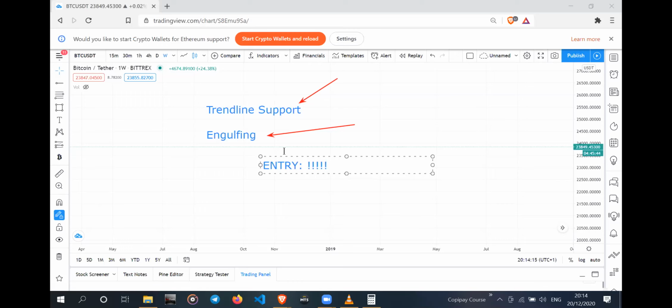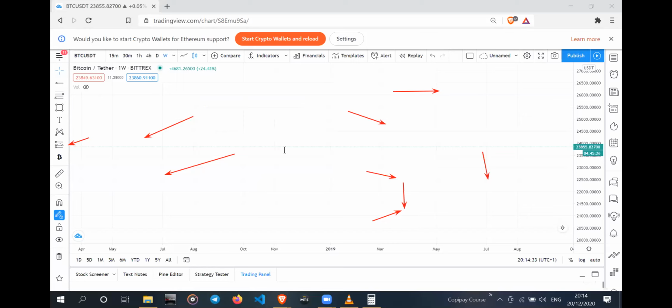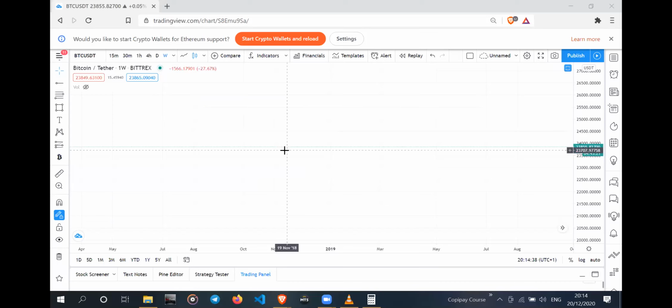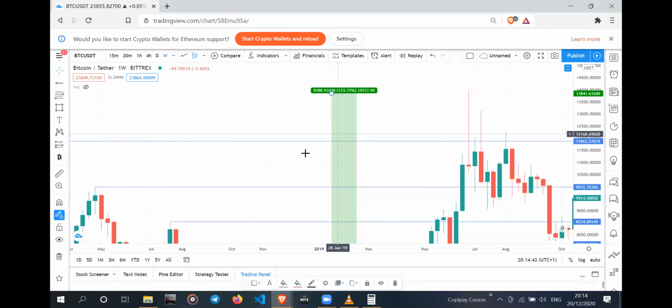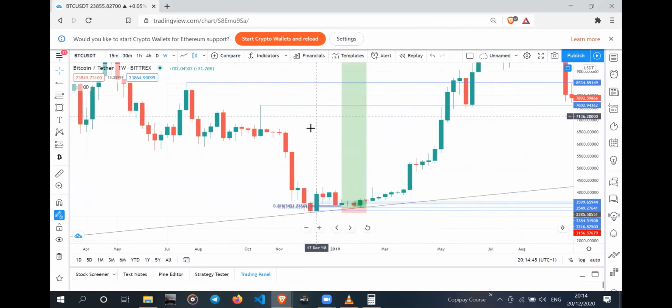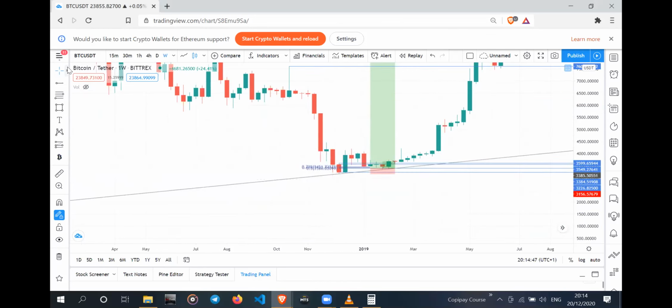I could have bought Bitcoin at 16K, and right now I'll be in profit because it's at 24K. But what matters is the entry, and that's what we try to fine-tune using the 50% of the engulfing candle back there, of the bearish candle that was engulfed by the bullish candle. So let me clear this up.